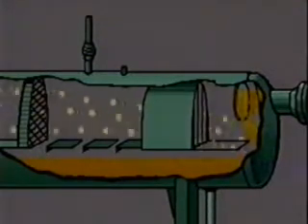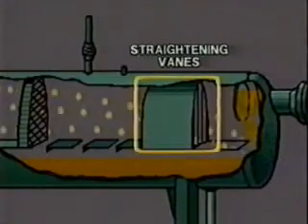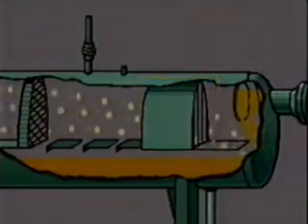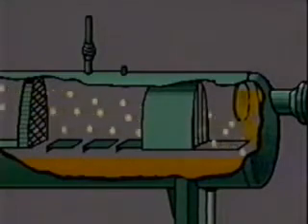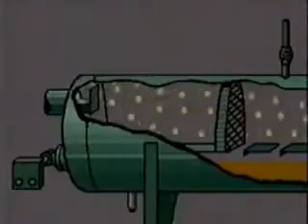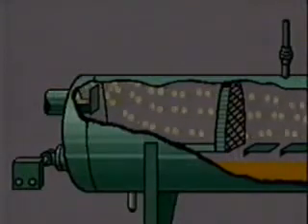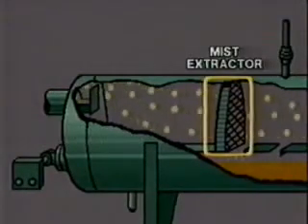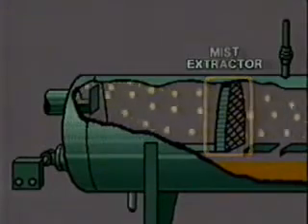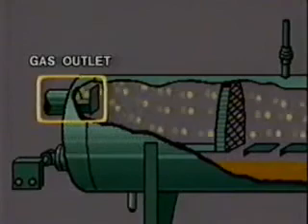Gas and liquid spray flow along the top, passing through straightening vanes. Liquid drops form on the vanes, increasing in size until they eventually roll off the vanes and fall into the accumulation section. The vanes also straighten the flow of gas. As the gas passes through the mist extractor, the remaining liquid droplets are removed by the mesh pad. The gas exits through the gas outlet.